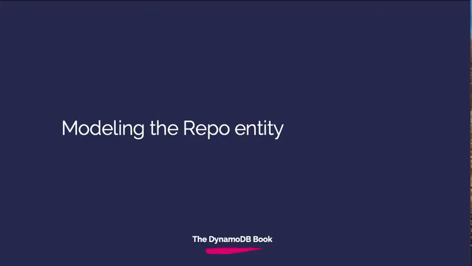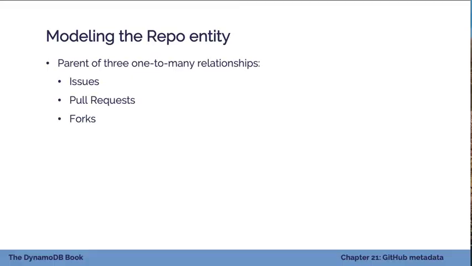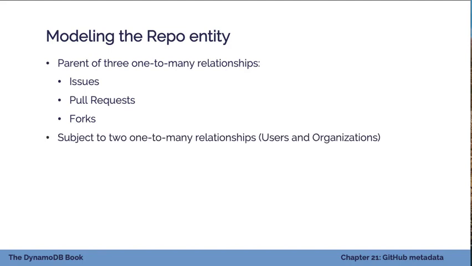All right, so let's dive in. Let's get started and start modeling out some entities. I'm going to start with the repo entity. You always want to choose sort of a core entity, and this one's pretty core here. You can see it's the parent of 3 different one-to-many relationships. So it's the parent of issues, pull requests, and forks. It's also the subject of 2 one-to-many relationships, as users can own multiple repos and organizations can own multiple repos.